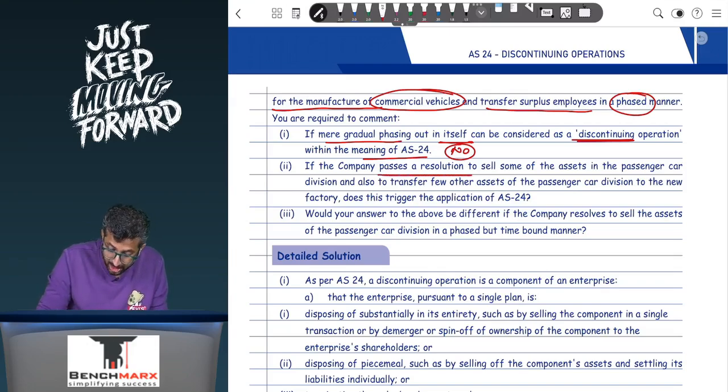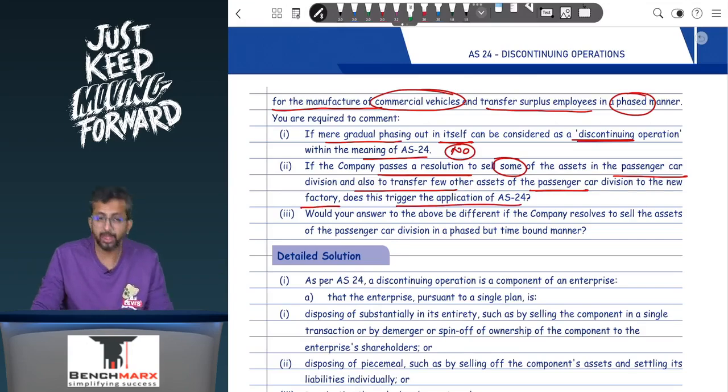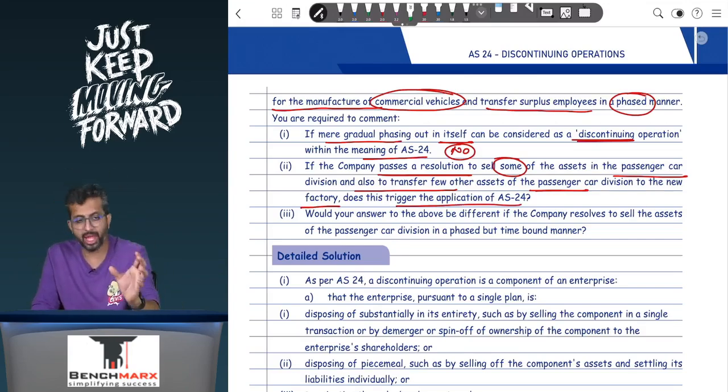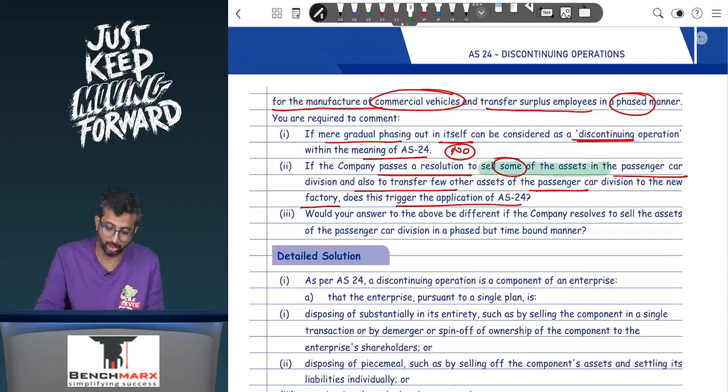If the company passes the resolution to sell some of the assets in the passenger car division and also transfer a few other assets of the passenger car division to the new factory, does this trigger the application of AS24? Well, remember, there should be a formal plan in place to sell the entire division. Here it is just a plan to sell some of the assets, and hence I cannot say that this is a discontinued operation. Would your answer to the above be different if the company resolves to sell the asset?